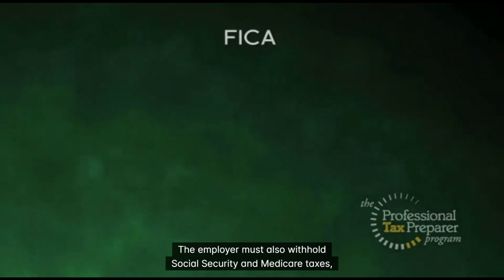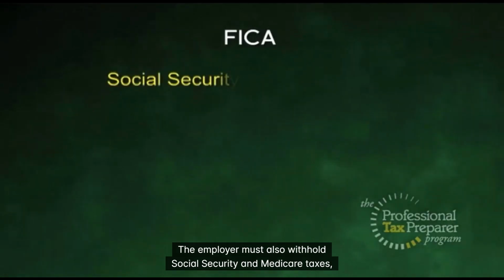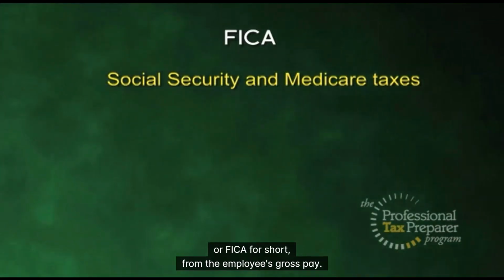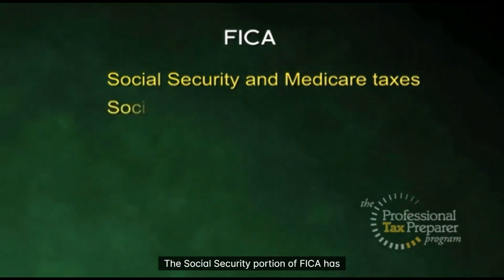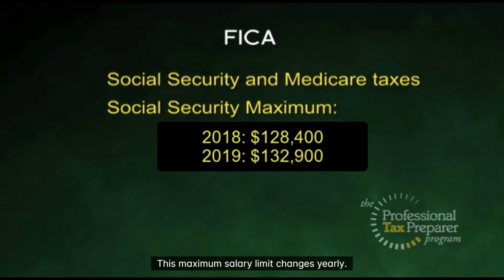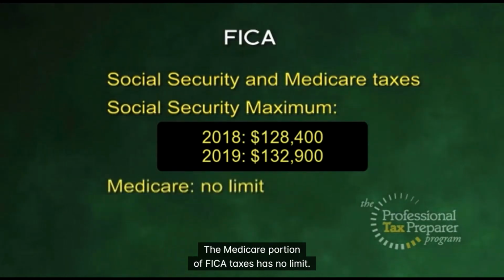The employer must also withhold Social Security and Medicare taxes, known as the Federal Insurance Contribution Act, or FICA for short, from the employee's gross pay. The Social Security portion of FICA has a maximum amount on which it should be charged. This maximum salary limit changes yearly. The Medicare portion of FICA taxes has no limit.